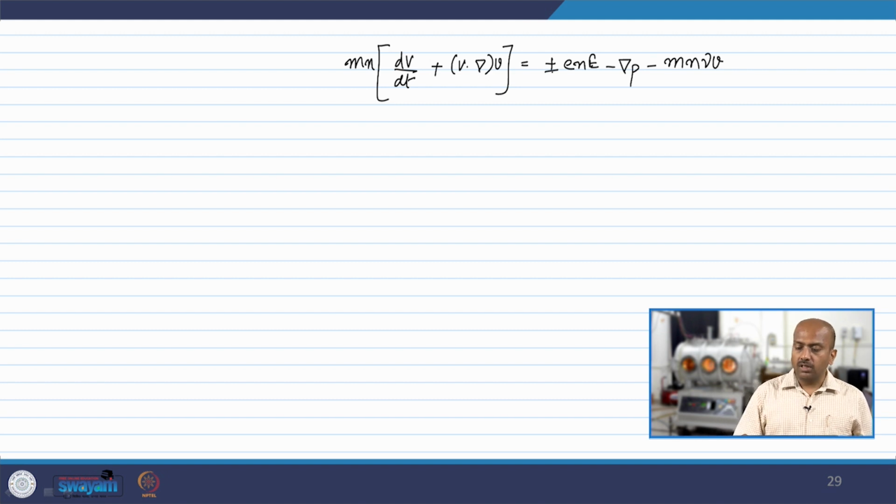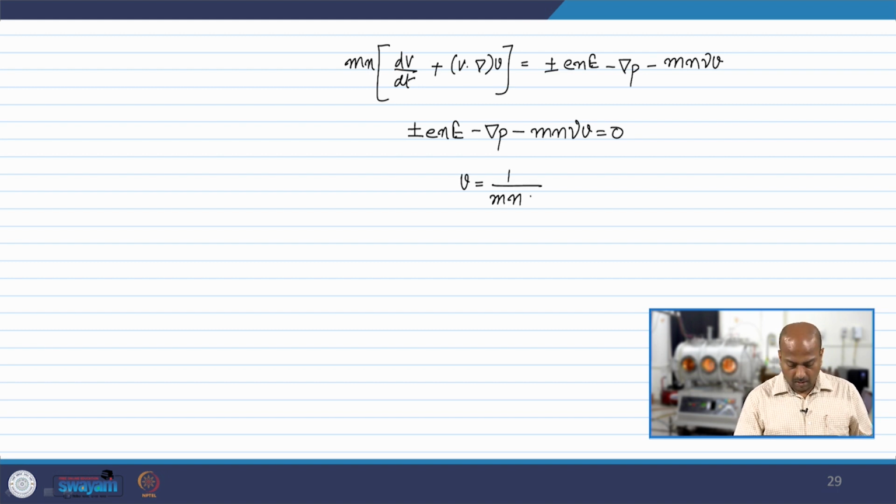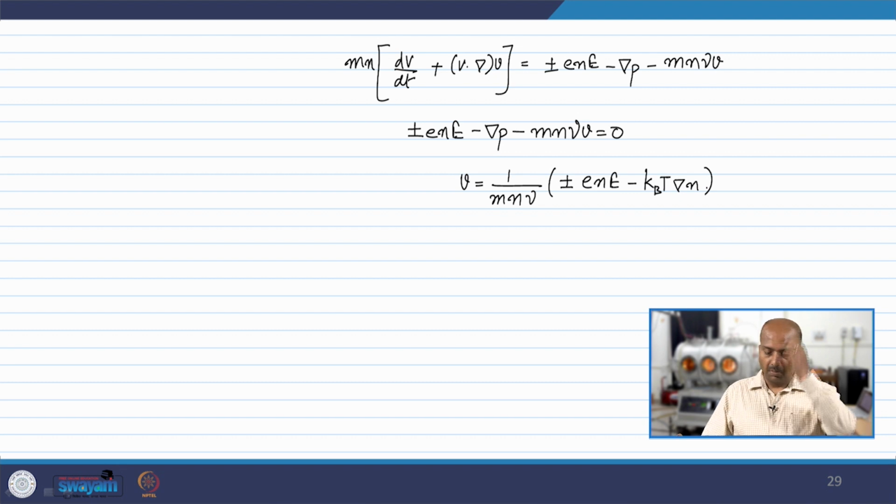So, in that case, when the velocity is constant, the entire left hand side becomes 0, and we can write ±eNE − ∇P − mnνV = 0, or we can write the steady state velocity as 1 by mnν times (±eNE − kBT ∇n). You can work out the algebra, it is pretty simple actually.